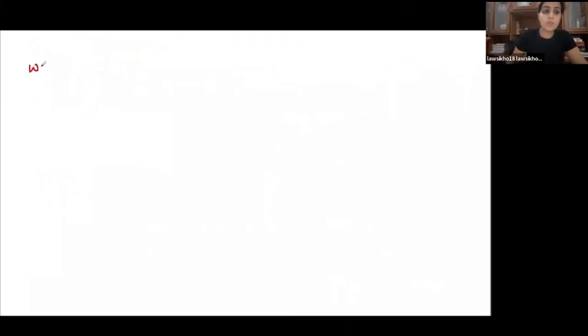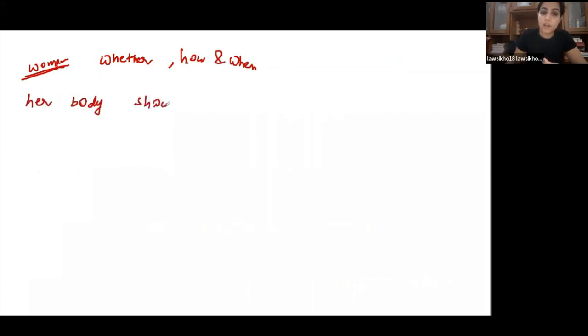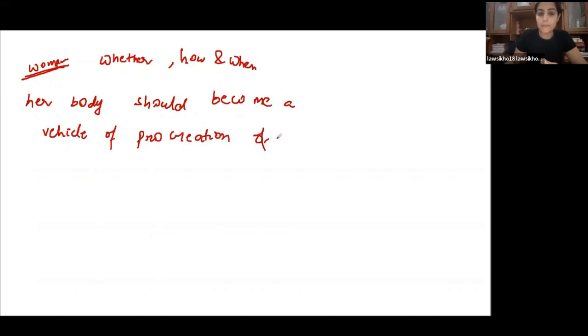In these particular cases, women are being denied the right to decide whether, how, and when her body should become a vehicle for procreation of children. So if you ask the wife to return back to the husband, first of all, she's being denied the autonomy to decide whether to have or not to have sexual relations. Secondly, when to have them and how to have them and with whom to have them. So it is violative of Article 19 also and Article 21 also.